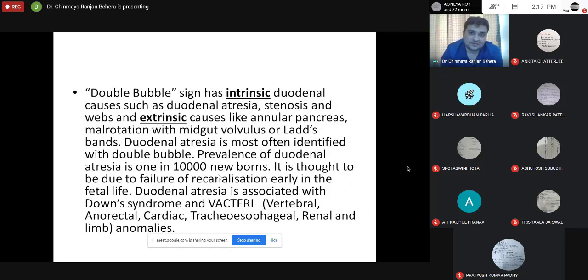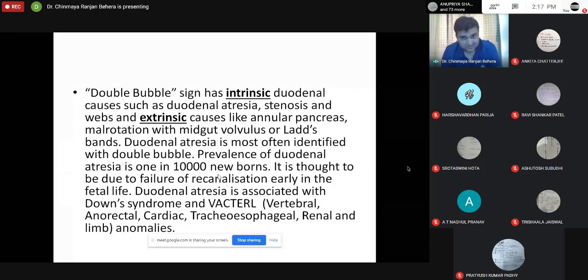So it has an intrinsic cause and an extrinsic cause. Intrinsic, inside the lumen, so there can be atresia, stenosis, or a web formation. Extrinsic, it can be because of the annular pancreas, because in annular pancreas, what happens is the whole of the pancreas is compressing the duodenum. Okay, and in cases of malrotation with midgut volvulus or Ladd's band, then you will see double bubble sign.